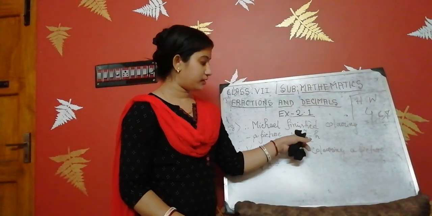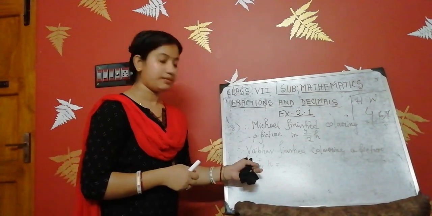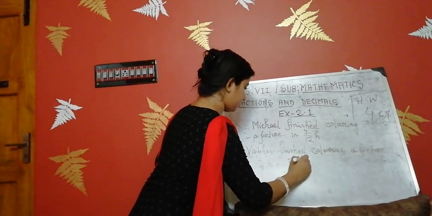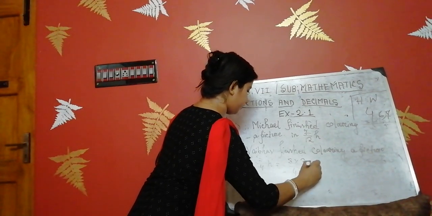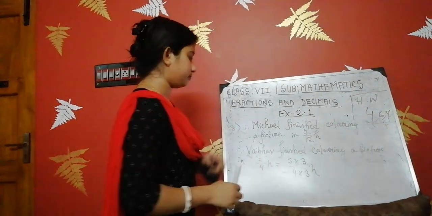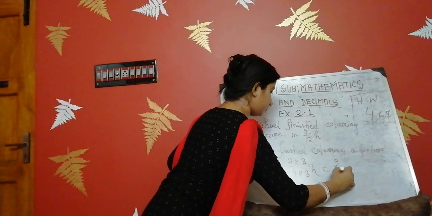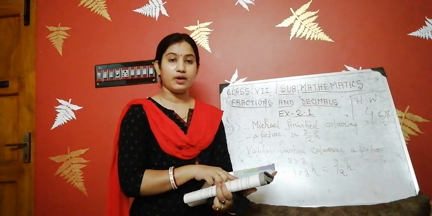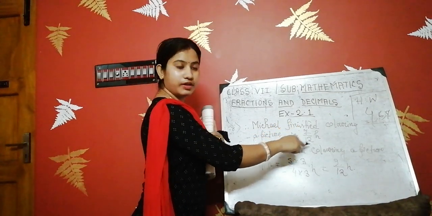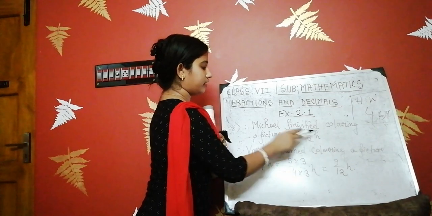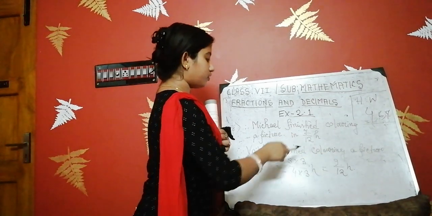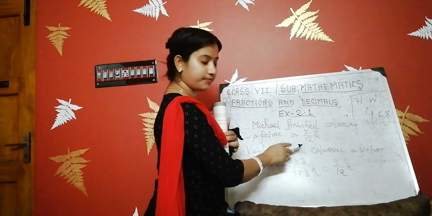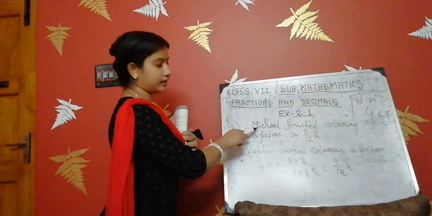Here the denominator is 12 and here it is 4. So we multiply 4 by 3 to get 12. This is 3 into 3 by 4 into 3 hour, an equivalent fraction, so 9 by 12 hour. Who worked longer? Michael finished in 7 by 12 hour and Boyhop finished in 9 by 12 hour. Here the denominators are the same, 12. So what is the largest number, 7 or 9? Obviously 9. So 9 by 12 is bigger than 7 by 12. So Boyhop worked longer than Michael.